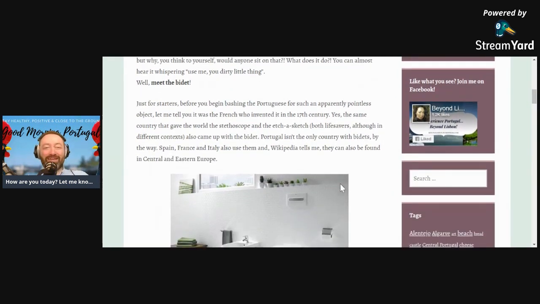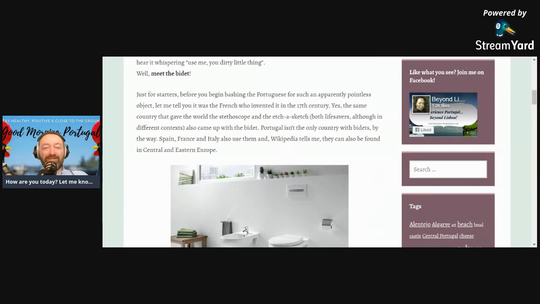Well, meet the bidet. Just for starters, before you begin bashing the Portuguese for such an apparently pointless object, let me tell you, it was the French who invented it in the 17th century. Yes, of course, bidet does sound like a French word. Yes, the same country that gave the world the stethoscope and the Etch-a-Sketch, both lifesavers, although in different contexts, also came up with a bidet. Now, you get a special Good Morning Portugal gold medal if you have been in a situation where you've used a stethoscope, an Etch-a-Sketch, and a bidet all in one situation. Let me know how that went.